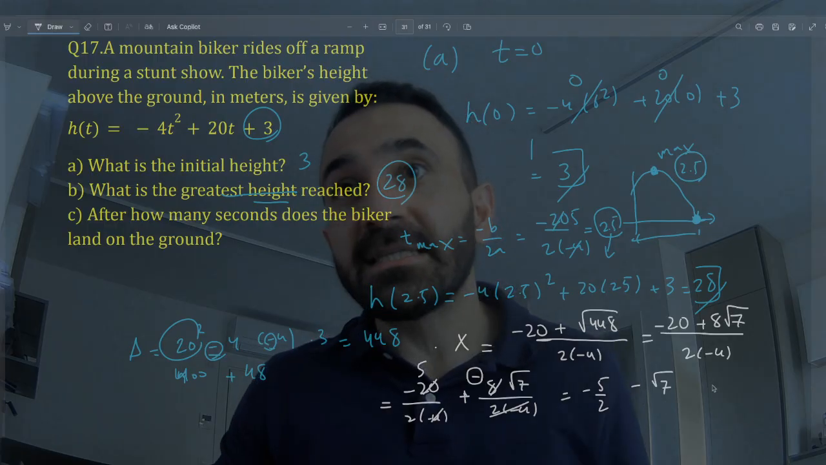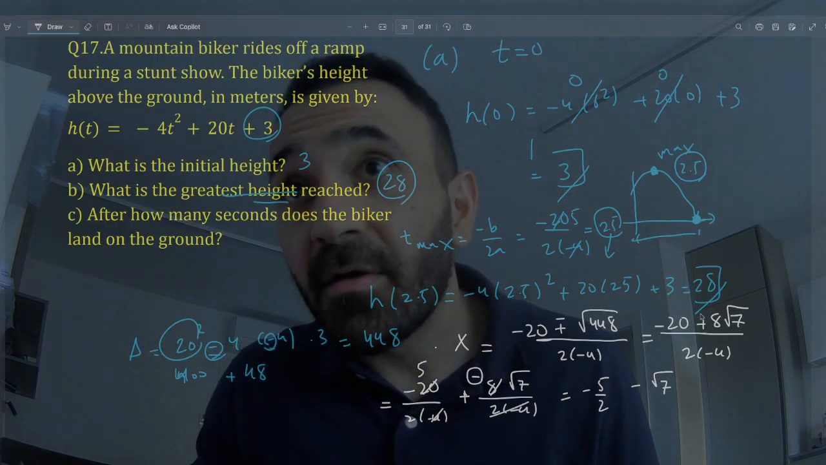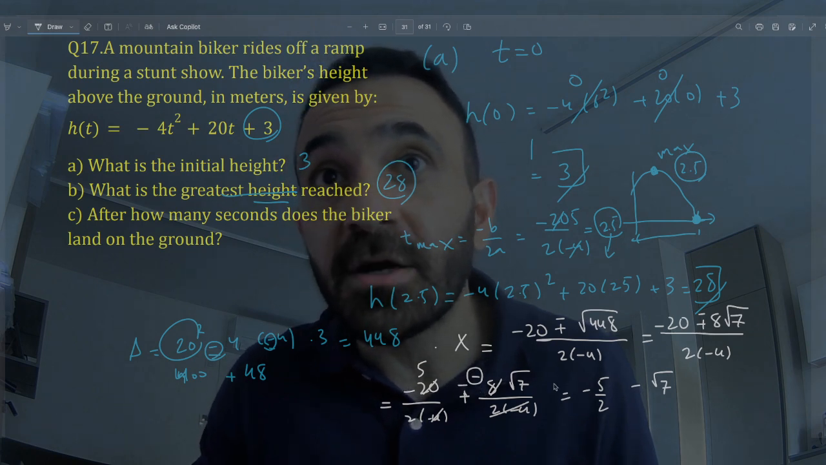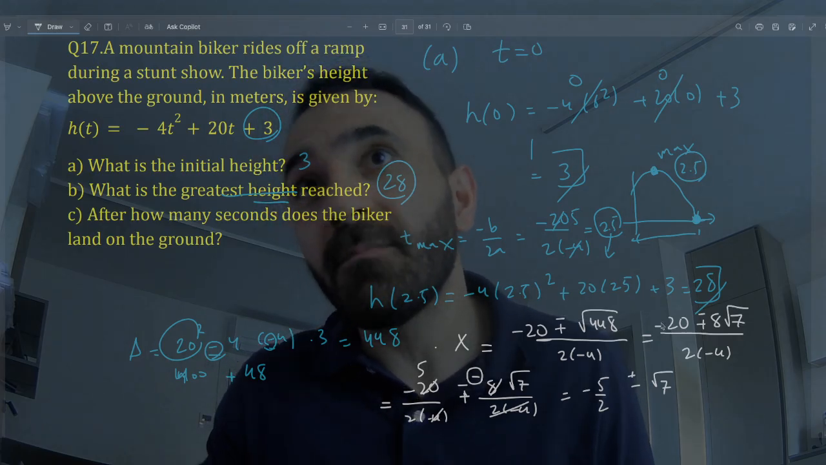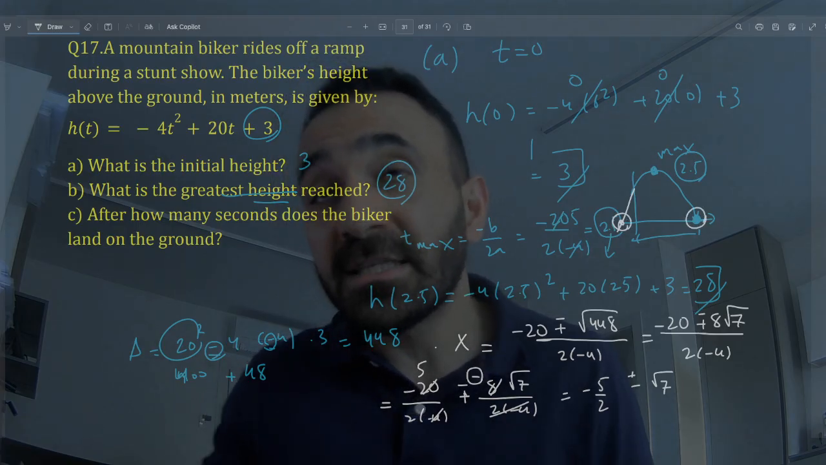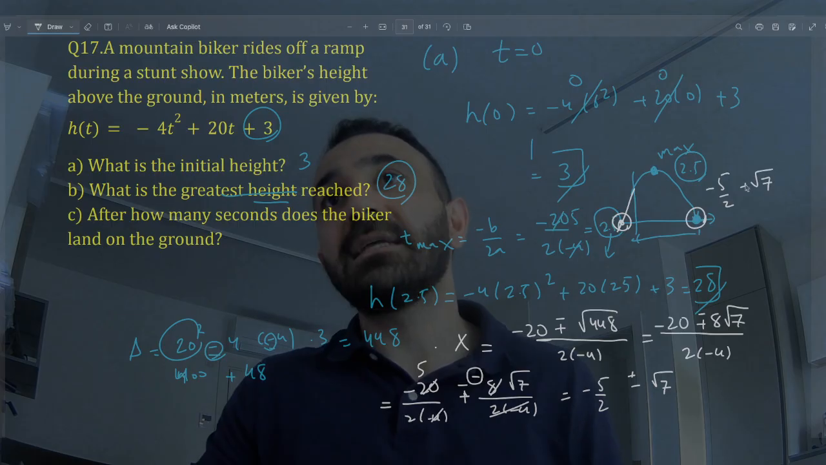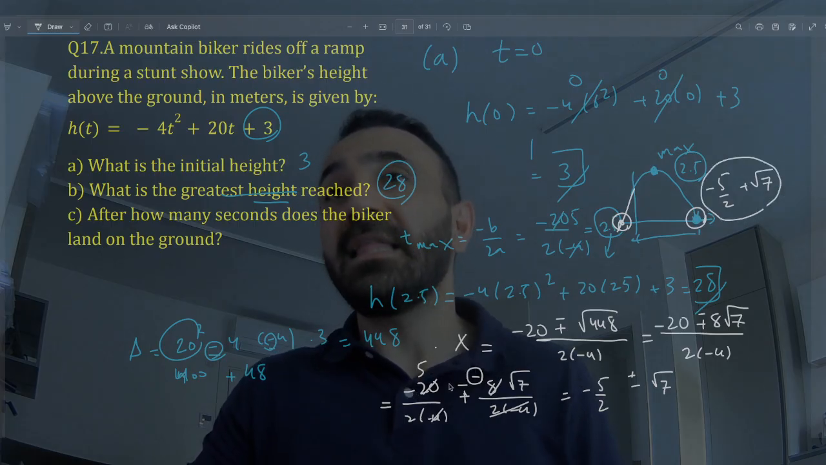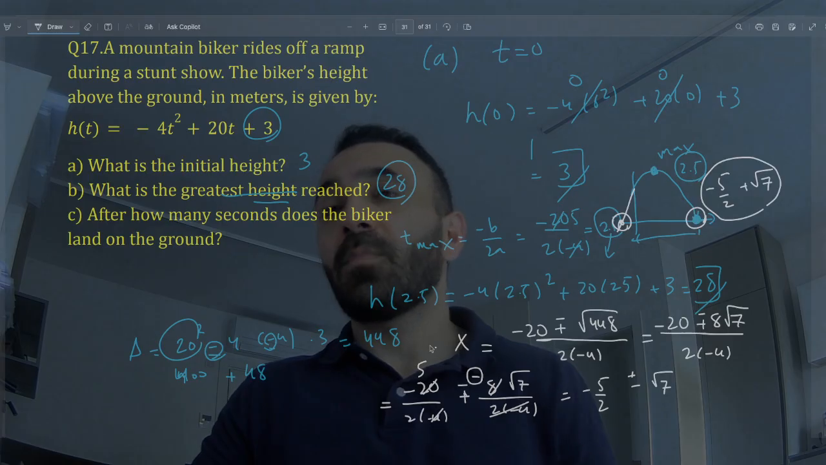Another answer is the same thing with a minus here. So if you put a minus here, the second answer is going to be with positive. One answer is this point here, which I'm not interested in. The other answer is this one, which is going to be minus 5 over 2 plus square root of 7. That's it. This is the time it takes for the biker to hit the ground, or to land on the ground. Okay, that's it.